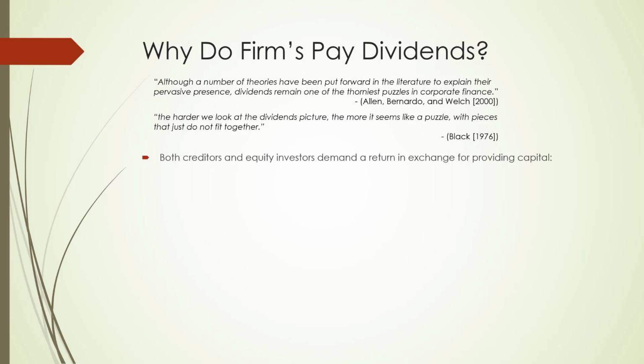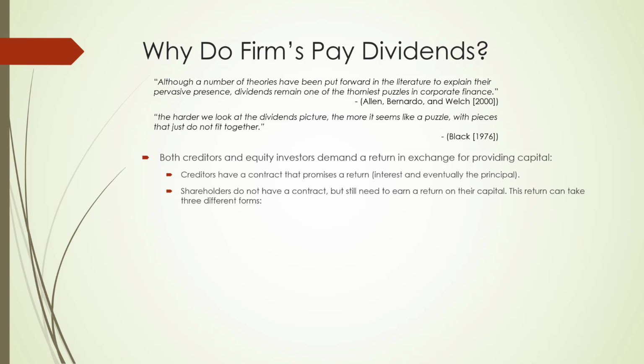So why do firms pay dividends? Well, the main reason is because both creditors and equity investors in the firm demand some kind of a return in exchange for providing capital to the firm. And so the question really is, how do you pay that return? Well, the creditors have a contract that promises a certain return, that is, interest and ultimately the repayment of the principal. Now, by the way, let me point out that the interest is a return on the investment, and the repayment of the principal is a return of the investment. Those are two different things.